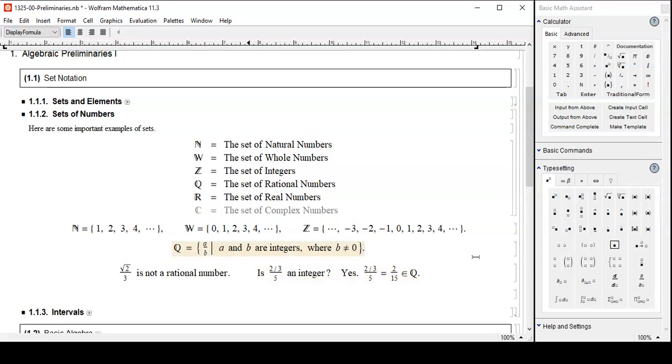So that's what this set of all rational numbers Q is. All the fractions of integers. Of course, the denominator cannot be 0. If the denominator is 0, then the fraction is undefined.